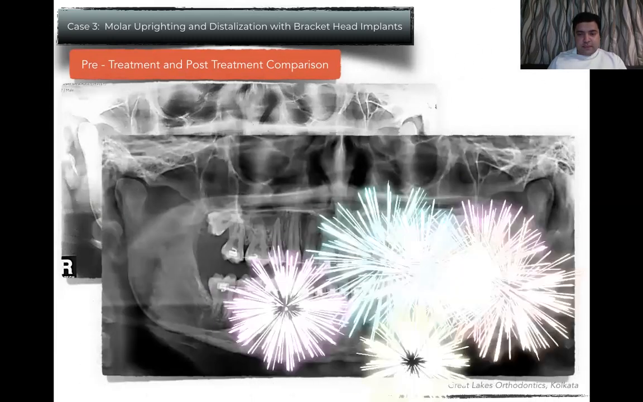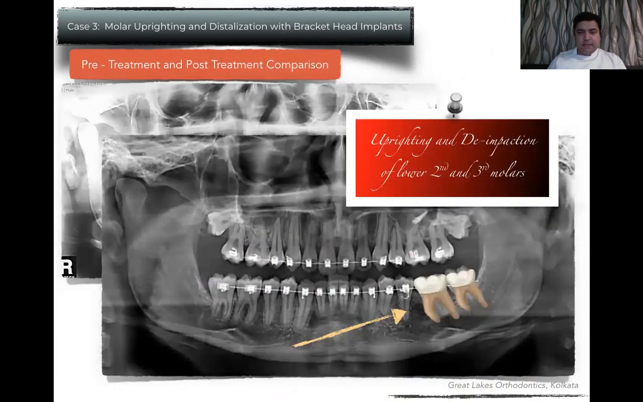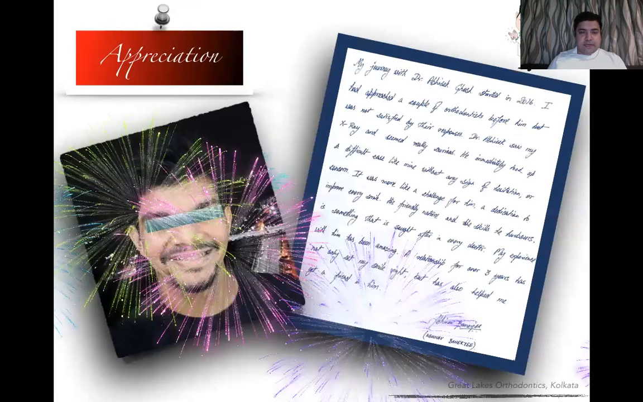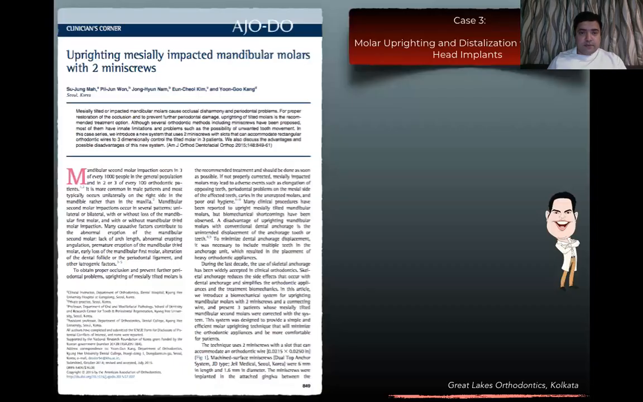So what is the end result? The end result was very promising. We had the 3.7 and 3.8 into line. So uprighting and de-impaction of the lower second and third molars was attained. We got a lot of appreciation from the patient, and that's a wonderful gift for a doctor because he understood the amount of labor that went into treating him and the results that we got. That's always a plus apart from the excellent results that were attained.